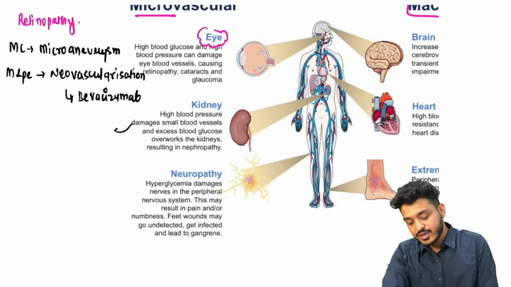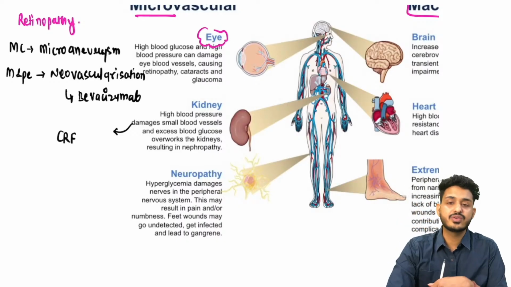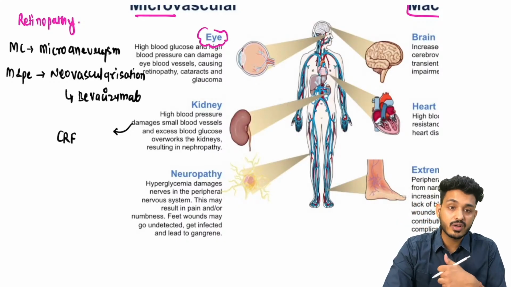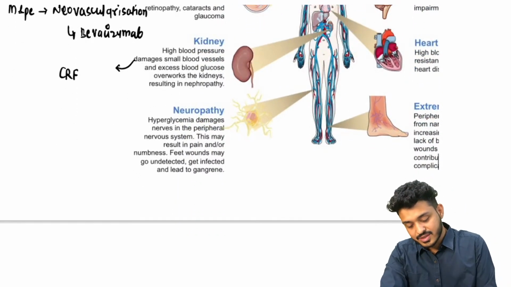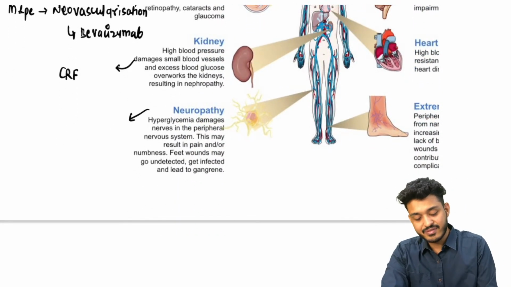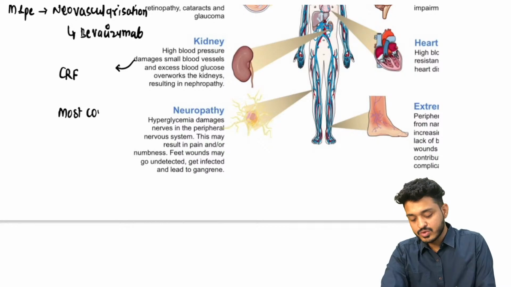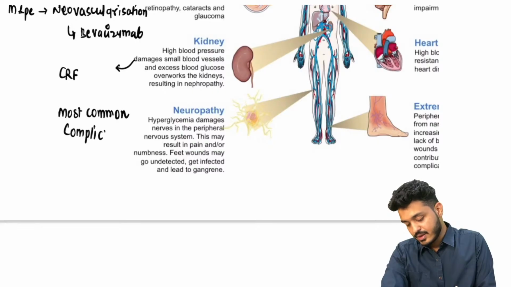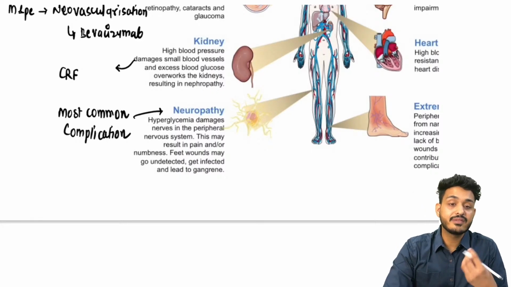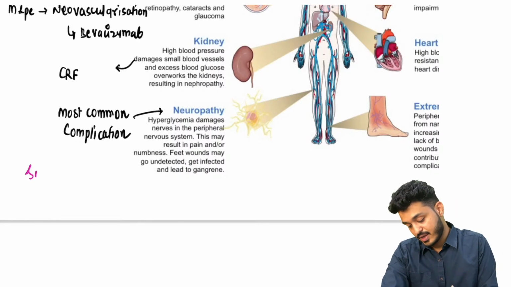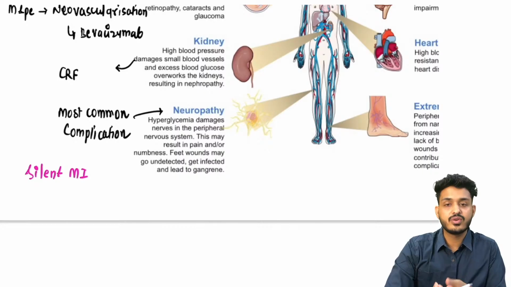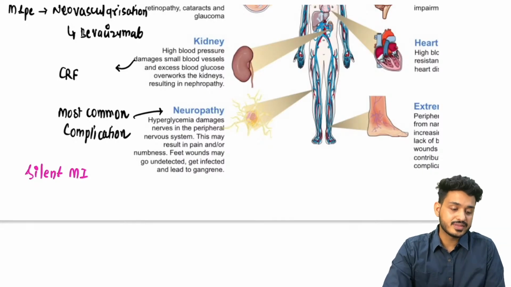In the kidney, it can lead to chronic renal failure. It can lead to CRF, and in fact this is one of the most important causes for CRF, right? It can also cause neuropathy, and in fact this neuropathy is going to be the most important and most common complication. This is your neuropathy that can happen, right? It can even precipitate silent MI, right? So the patient will not have the pain because of the neuropathy, and because of that he is not going to understand, and this can lead to silent MI in the patients, right?